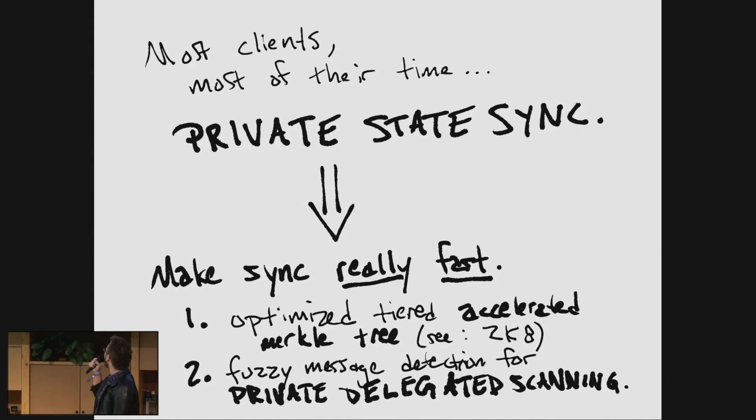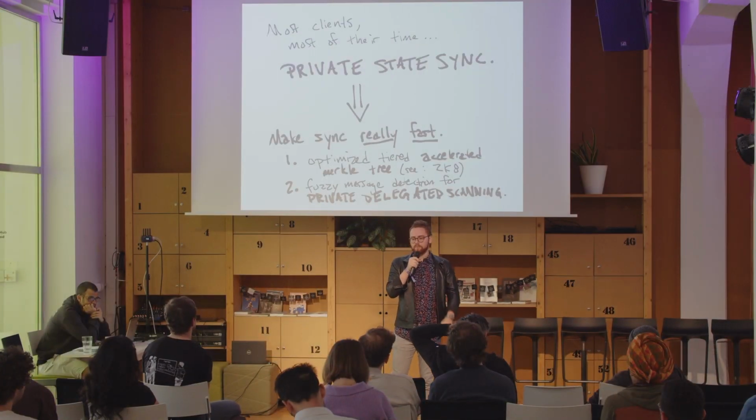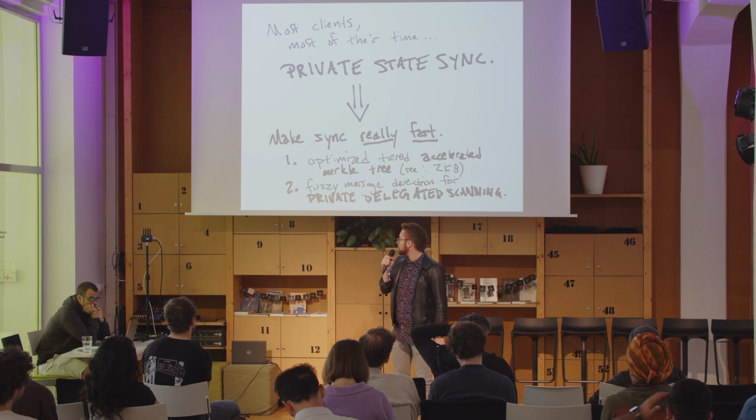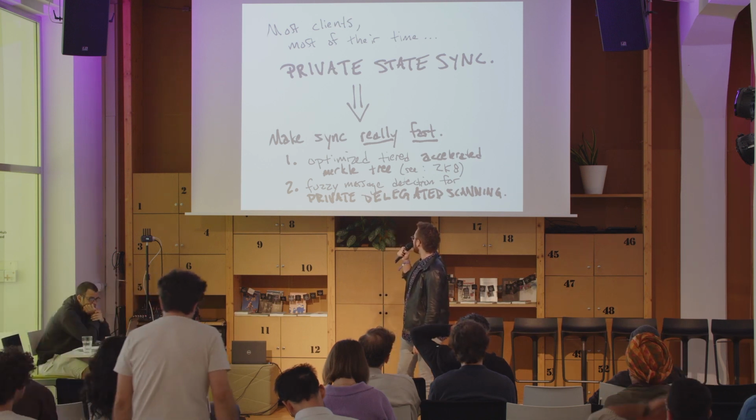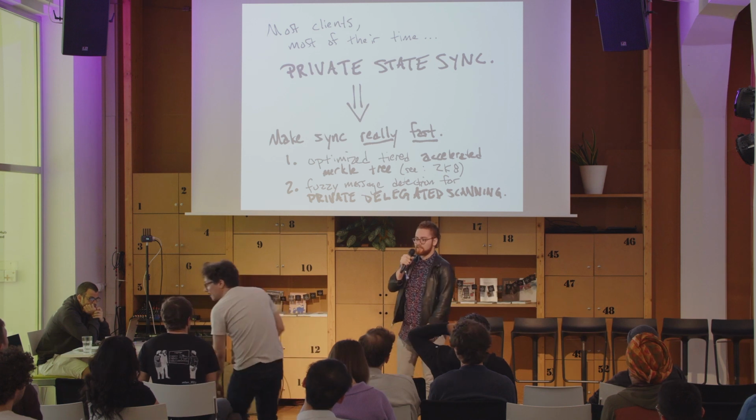Instead, we built this optimized, tiered, accelerated Merkle tree that we call the tiered commitment tree. That's what my talk is about at ZK8. But we also realized that this isn't enough because fundamentally, even though this solves the computational problem of not having to compute every hash since the beginning of time, you still have a bandwidth limitation problem because you still have to download every transaction since the beginning of time. So we built into Penumbra some cool cryptography to do fuzzy message detection for private delegated scanning.